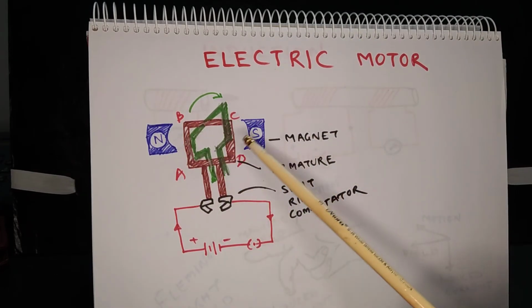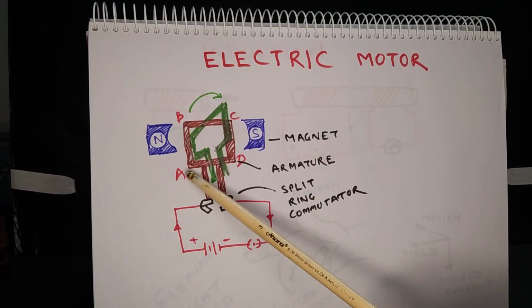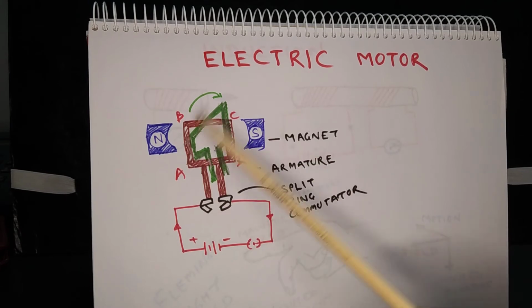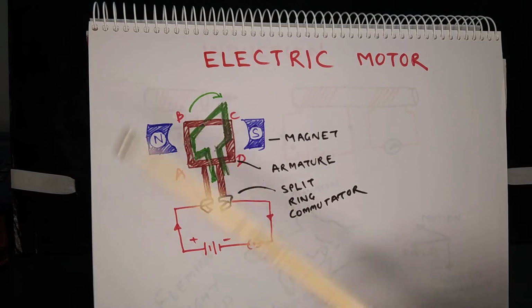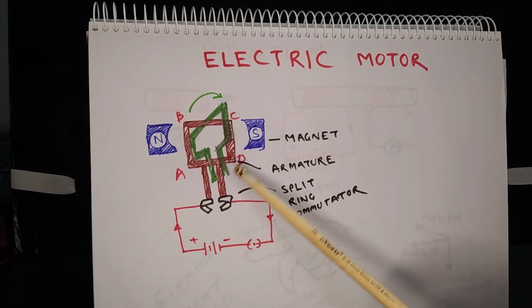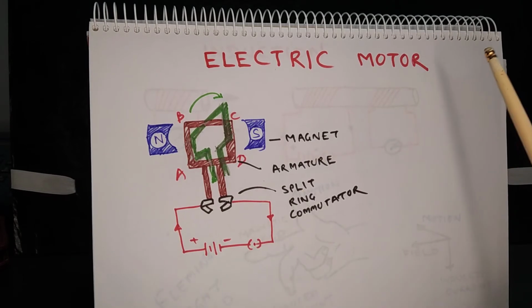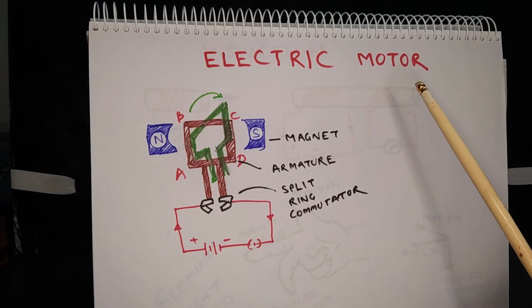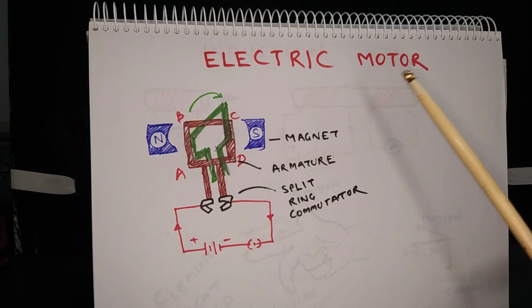Once half a turn is completed, the movement of current in CD is now from D to C, and here from B to C. So the coil will move another half turn, and this will continue, resulting in rotation of the coil. Now this coil is connected to a shaft, and the shaft can be connected to any device, for example the blade of a ceiling fan or the blades of a mixer grinder or anything, and that is how the electric motor works. So it's as simple as that.